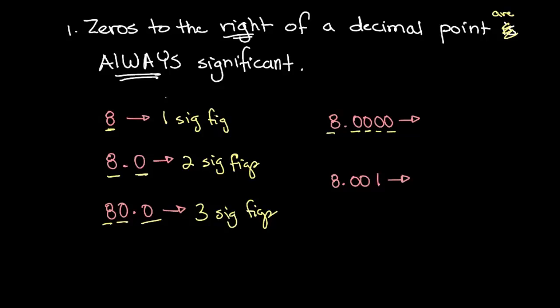Now we have one like this one, 8.0000. All of those zeros are always significant. Remember, they're to the right of the decimal point. So we have 1, 2, 3, 4, and 5 sig figs.